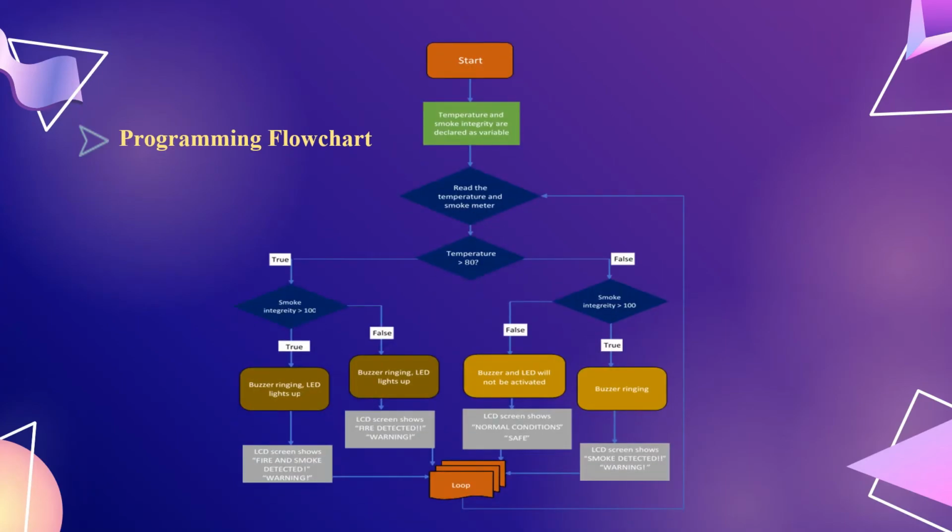First is the programming flowchart. This is our flowchart. First we declare the temperature and the smoke integrity as variables, and then the program will read the temperature and the smoke meter. Then there's a condition which is whether the temperature is above 80 degrees or less than 80 degrees, and whether the smoke integrity is more than 100 or less than 100. All the results will be looped back into the program to read the new temperature and the smoke meter.